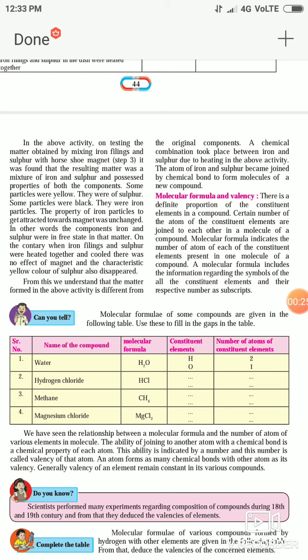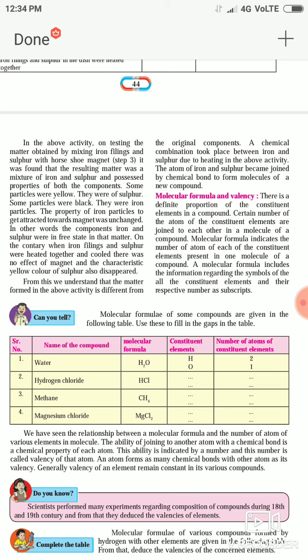A molecular formula includes the symbols of all the constituent elements and their respective numbers. So one more example is shown here. See, here is a table which shows us the example of water, which has the molecular formula H2O. That means the constituents of water are hydrogen and oxygen, and the proportion of the number of atoms is 2:1. 2 hydrogen to 1 oxygen.